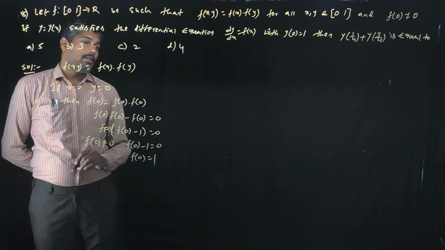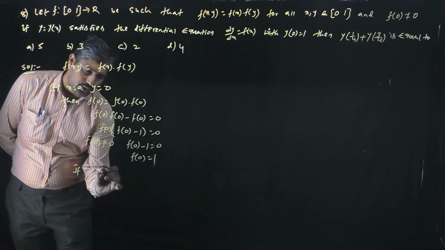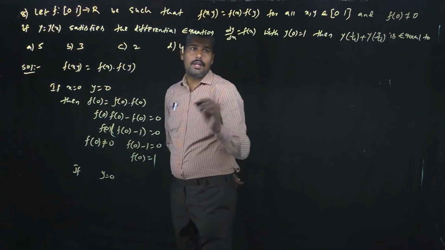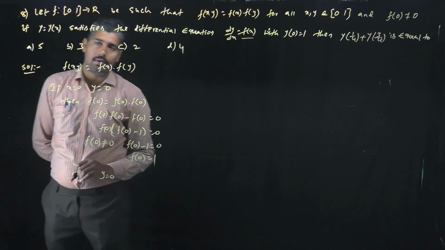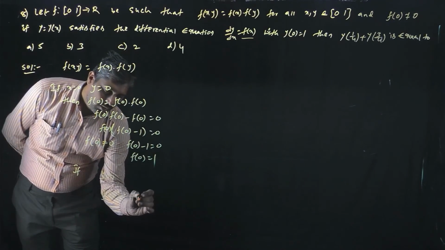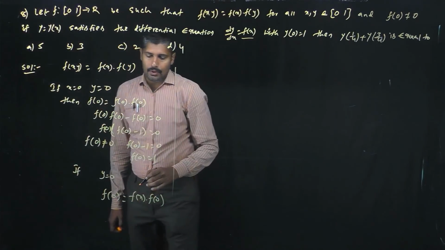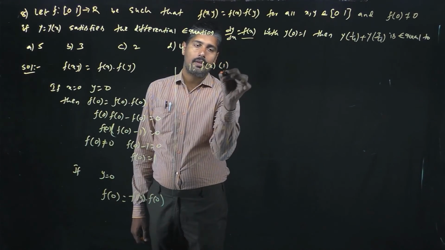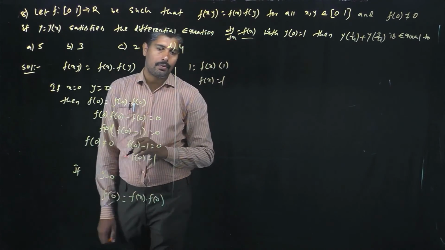Right? Now we want f(x), so for that purpose I take y = 0. Then we get f(0) = f(x) f(0). We know that f(0) = 1. Therefore 1 = f(x) times 1. Therefore f(x) = 1. You get f(x) = 1.